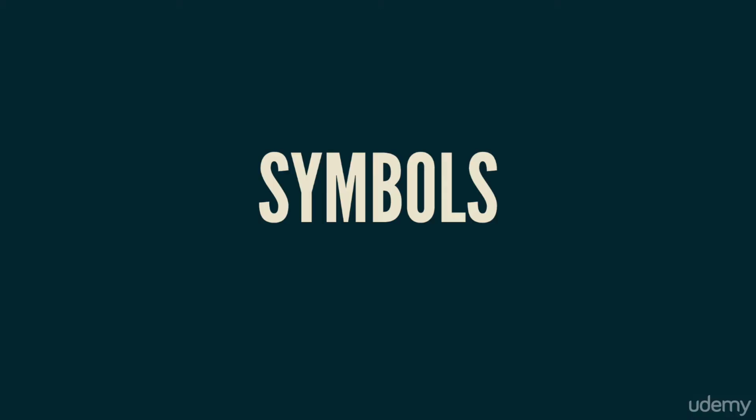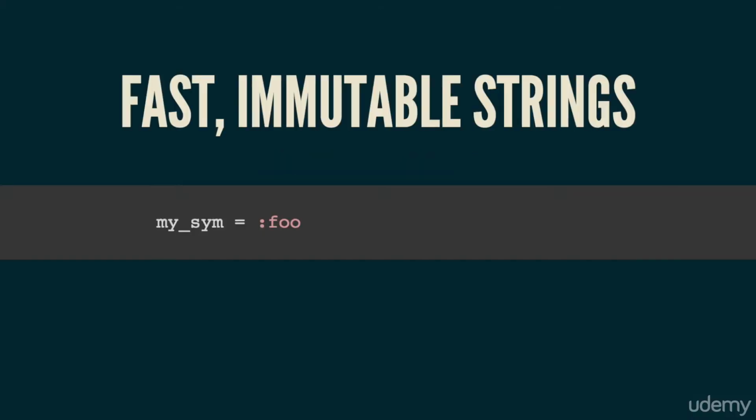So Ruby introduces an esoteric concept known as symbols. You can think of a symbol as a fast, immutable string. By immutable, I mean it can't be changed. So once you define a symbol, it has to stay that way for the duration of your program. So why are symbols useful? Well, symbols are used for a whole range of different things, but mostly it's a stylistic reason.